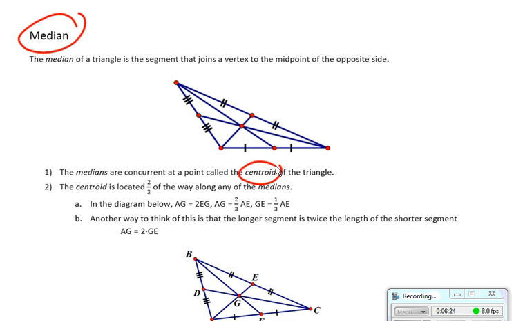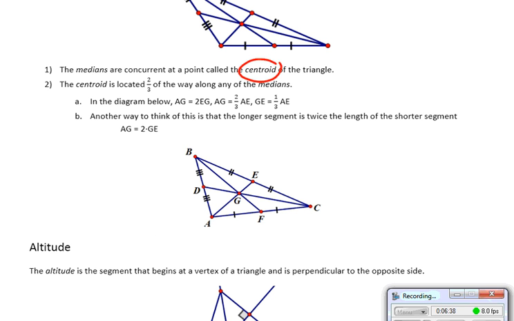Your centroid is 2/3 of the way along any one of the medians. This can be a little confusing because we're dealing with fractions, but all this is saying is that, if we're looking at this median right here, the length of AG, which is our longer one, would be 2/3 of the length of AE, or GE would be 1/3 the length of AE. Sometimes it's easier to think of that as the longer segment being twice the length of the shorter segment.